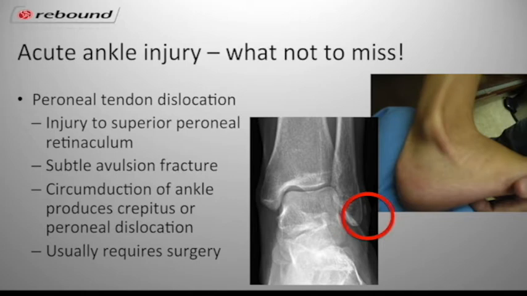Very rarely does this get better on its own. And if I catch these early, sometimes I can just repair that bone back down to bone, which heals a little better than if I have to reconstruct the ligament there.